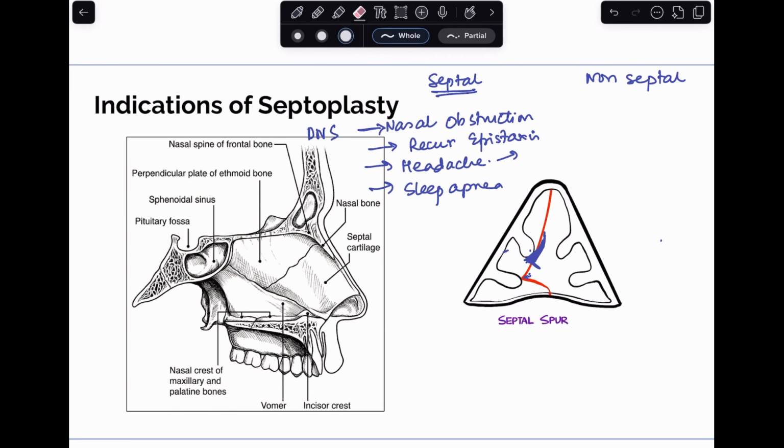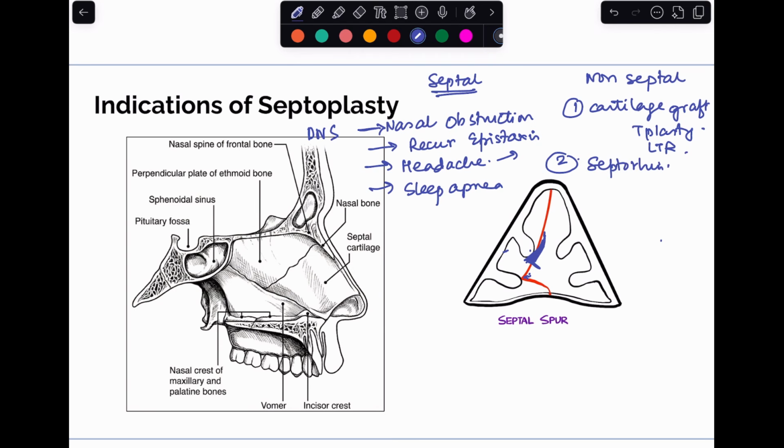Next, let's move on to discuss the non-septal causes. Under the non-septal causes, first is if we have to harvest a cartilage graft from the septal cartilage. Cartilage graft is usually required, for example, in cases of septorhinoplasty, or commonly in tympanoplasty, or even in laryngotracheal resection. So if we need septal cartilage for grafting, that will be one of the causes. Second, septoplasty can be done as a part of an operation of septorhinoplasty.